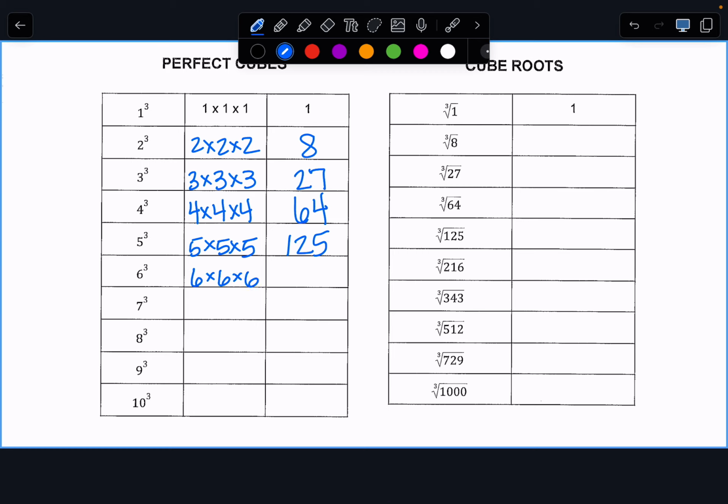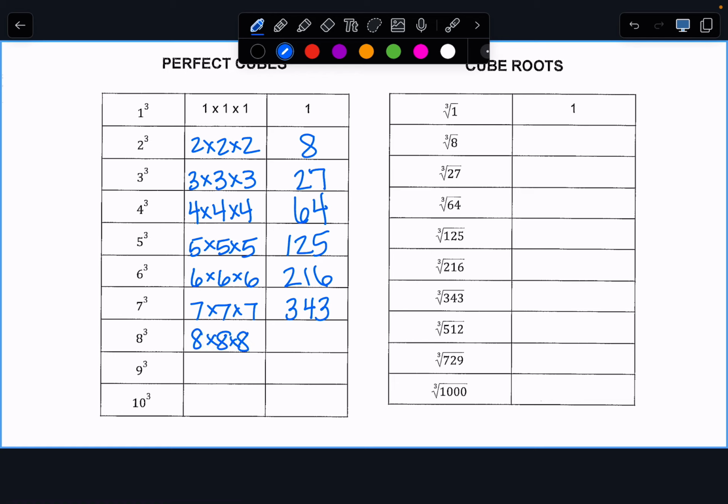6 cubed is 216. 7 cubed is 343. Where is she getting these numbers from? They're definitely like on the page somewhere else, right? Or someone told her.